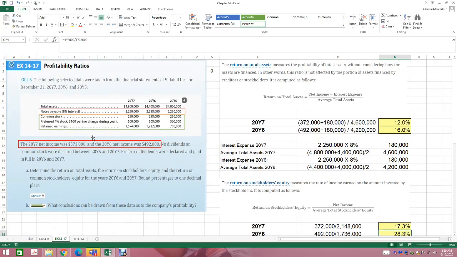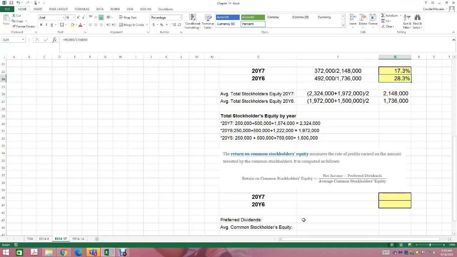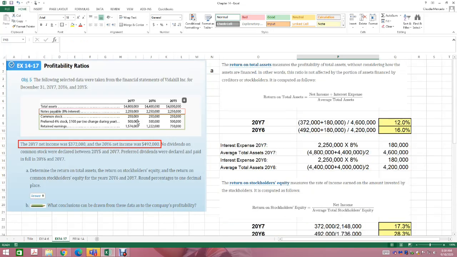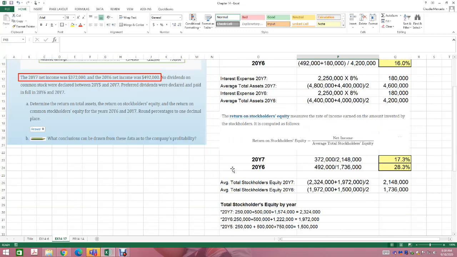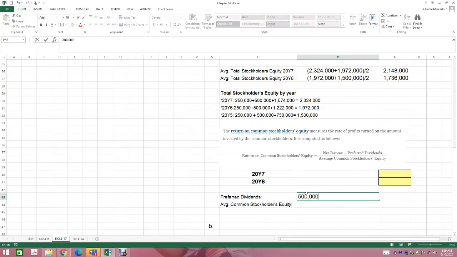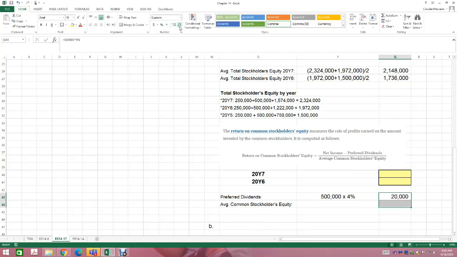So, let's look over here at our problem. To be able to calculate our preferred dividends, it says we have preferred 4% stock, 100 par, and there was no change during the year. So every year it's been 500,000, and we have preferred of 4%. To calculate our preferred dividends, I'm going to take the amount that we have, 500,000, and multiply it by 4%. And let's see what we get. We get 20,000 in preferred dividends.